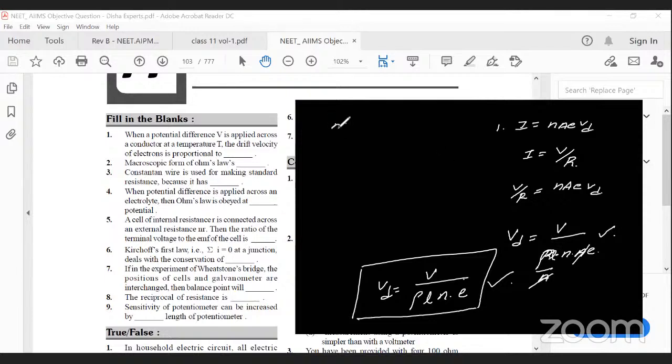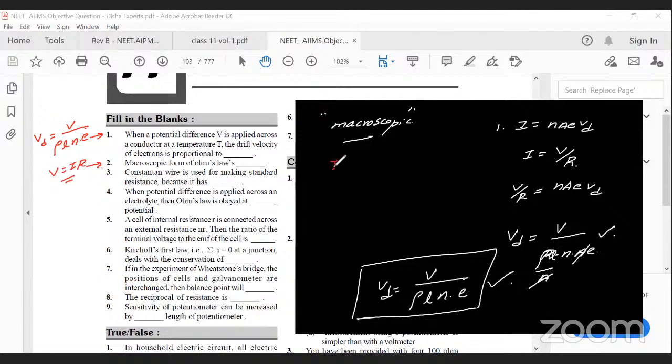Okay, what is the meaning of macroscopic and microscopic? Macroscopic is large. Microscopic is small. Okay, right. So for the first answer, I'll write the relation here itself: Vd is equal to V divided by rho L N e. Second case, macroscopic. Macroscopic form of Ohm's law: macroscopic means in a large way, where we discuss the elements, voltage and current. So, this is nothing but your Ohm's law, V is equal to I into R.